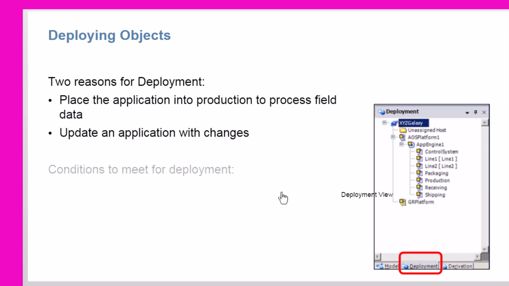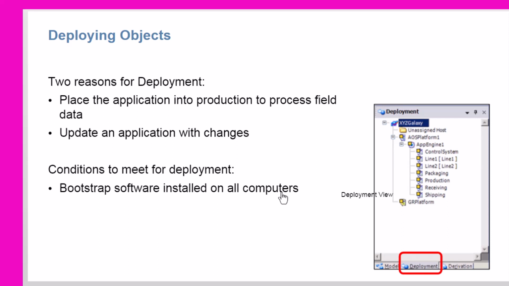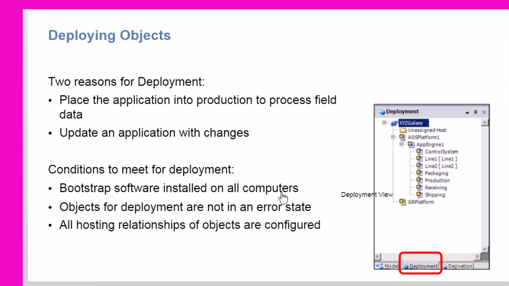Before you deploy, make sure the following conditions are met. Bootstrap software is installed on all computers. The objects for deployment are not in an error state in the Galaxy database. Check the status icon to be sure. The hosting relationships of objects are configured, and the object's host is deployed. For example, an area object cannot be deployed if the hosting App Engine object is not deployed first. Additionally, the App Engine object cannot be deployed if the hosting WinPlatform object is not first deployed.